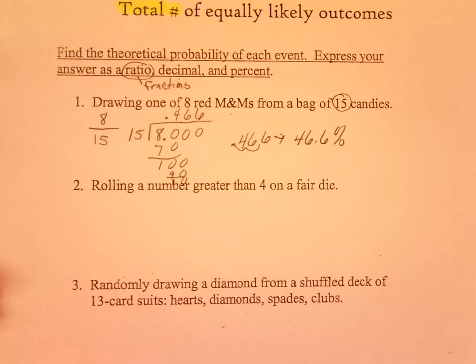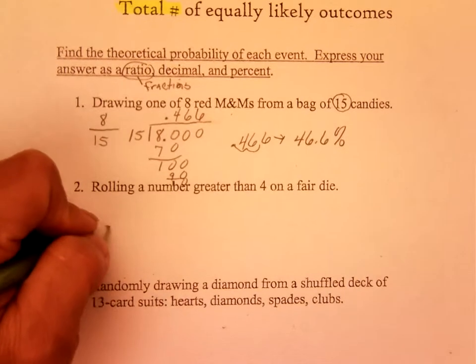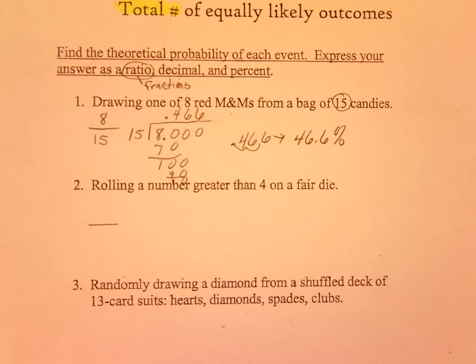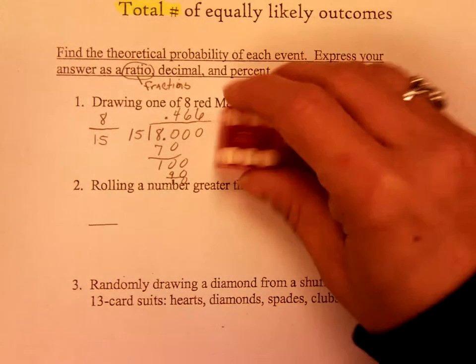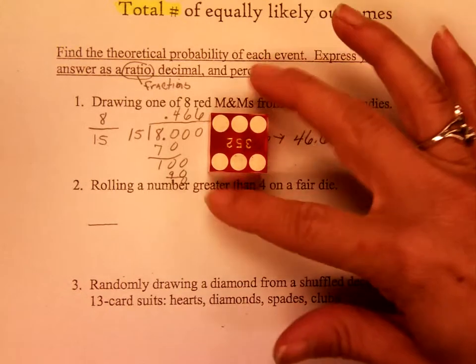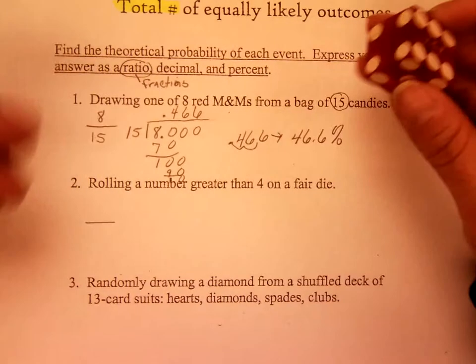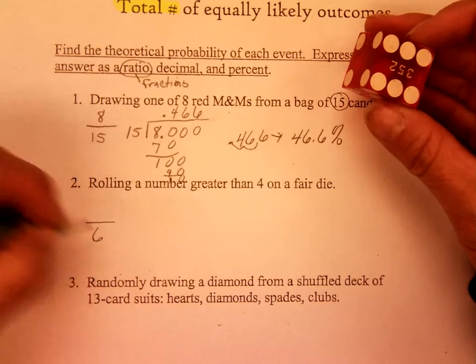Number 2 says rolling a number greater than 4 on a fair die. Well, now you've got to think about this. A lot of probability is thinking logically. How many total numbers are there on a die? So this is your fair die. That means that it's not weighted in any way, so you automatically get 1. So this is a fair die. How many numbers are on a fair die? Well, there's 6. This is the total number, 6.